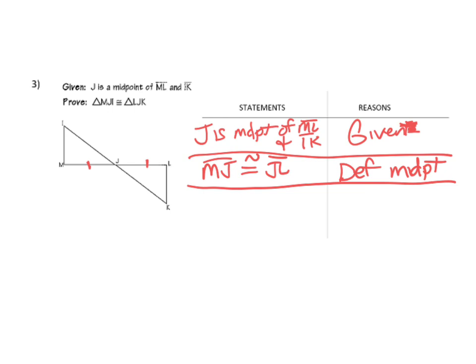I'm going to use the other part of my given. I said J is the midpoint of ML. J is also the midpoint of IK. If it's the midpoint of this segment, then this chunk and this chunk should be equal to one another. Ideally, you said segment IJ congruent to segment JK. And why? Definition of midpoint again. We have two congruences. They're both sides.